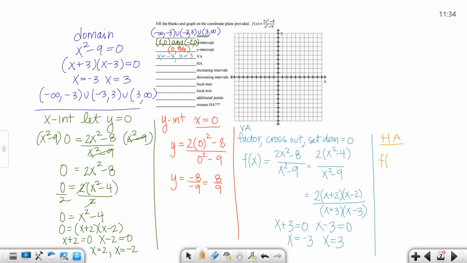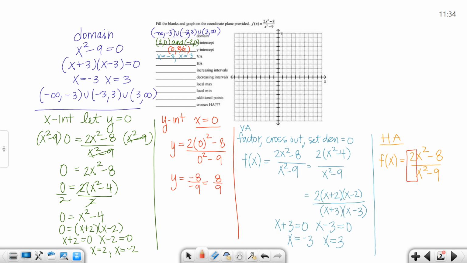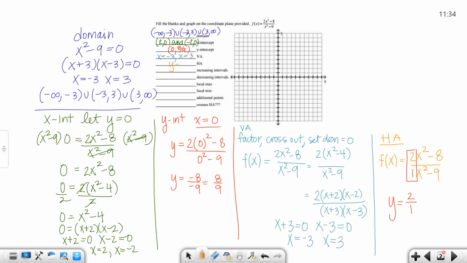So if I look at my function here, I see that the powers are the same. The rule says when the powers are the same, you take the coefficients. In this bottom x squared, there's an understood 1 there. Remember, a horizontal asymptote is a y equals equation. It would be y equals 2 over 1. So we're going to have that as y equals 2. So that's how we start those, just going through the list.